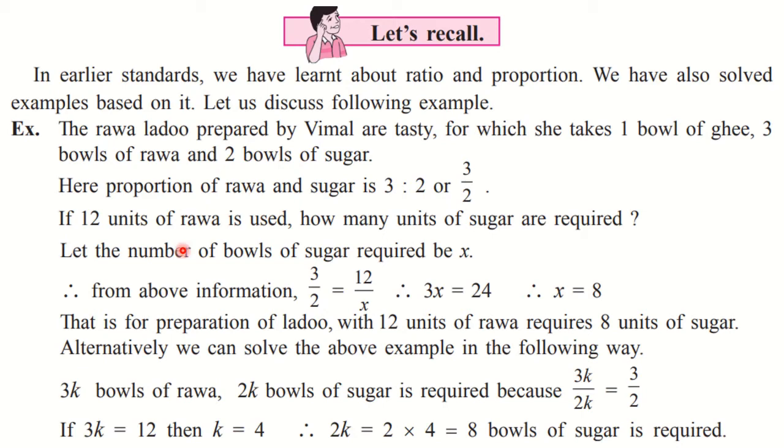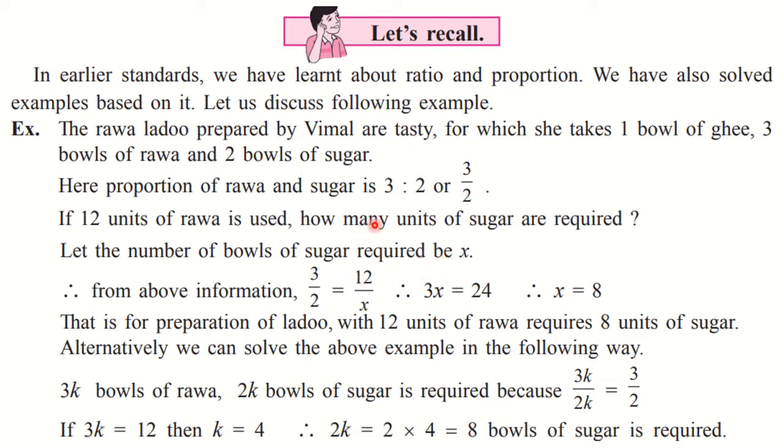Now if 12 units of rava are used, how many units of sugar are required? The proportion is given to us and we have to find out the units of sugar when the units of rava are 12. So this is unknown to us. Let's take that as x. Always you know that whatever unknown is there, we take it as x.